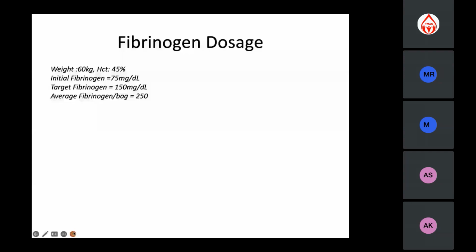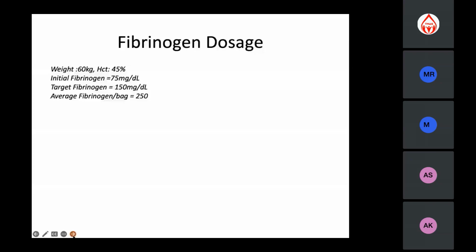The other dosage commonly asked is fibrinogen. So the same patient, the weight is 60 kilograms, the hematocrit is 45%. The patient's initial fibrinogen level is 75 milligram per deciliter, and the target fibrinogen is 150 milligram per deciliter. And on average, one bag of cryo has 250 milligram fibrinogen.